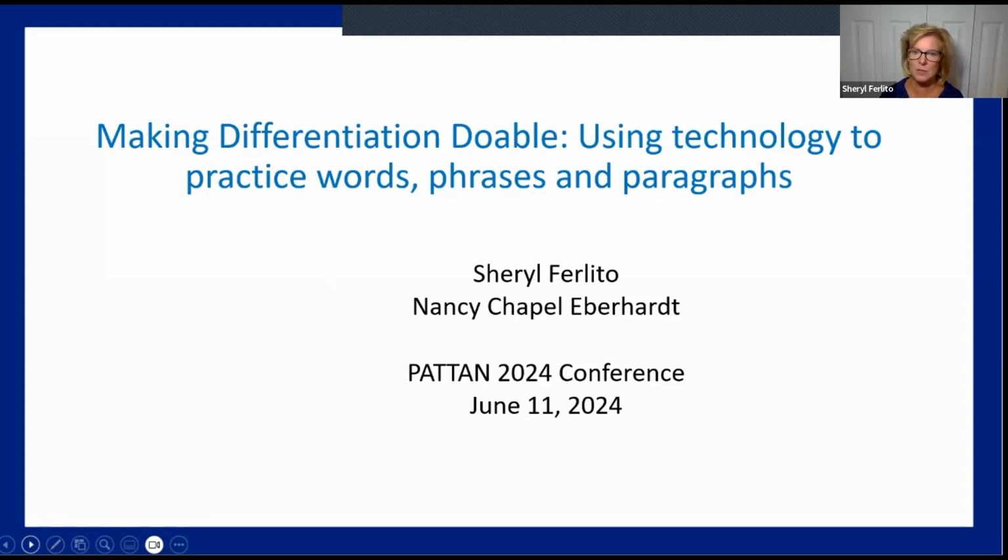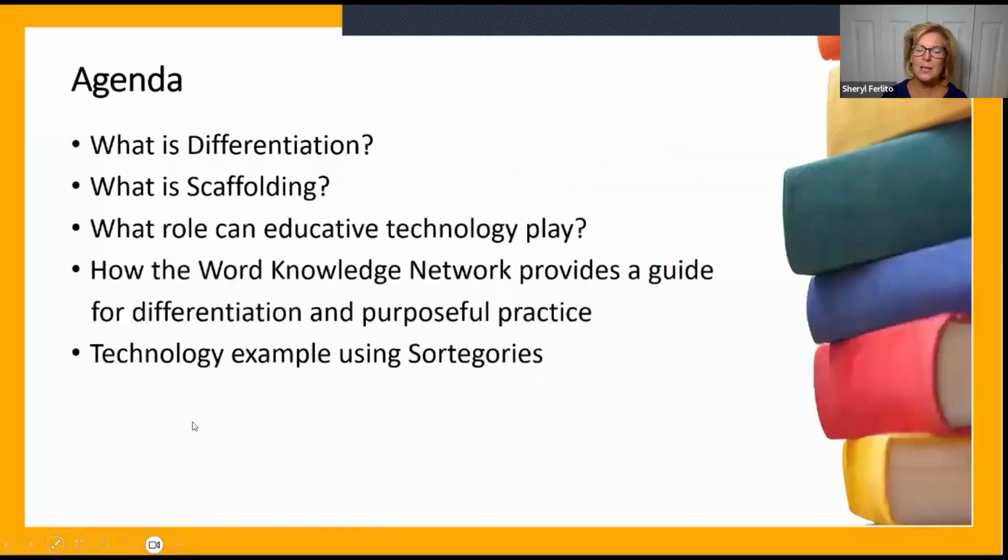I think we'll just skim the surface, but it'll give you something to think about. So we're going to talk about what is differentiation and what is scaffolding, because to know the difference and how they work together will help you answer the question on how to differentiate and make it doable. What role can educative technology play in differentiation? How does the word knowledge network provide a guide for differentiation and purposeful practice, which is part of differentiation? And a technology example using Sortegory. So that's our agenda. We'll go ahead and get started.